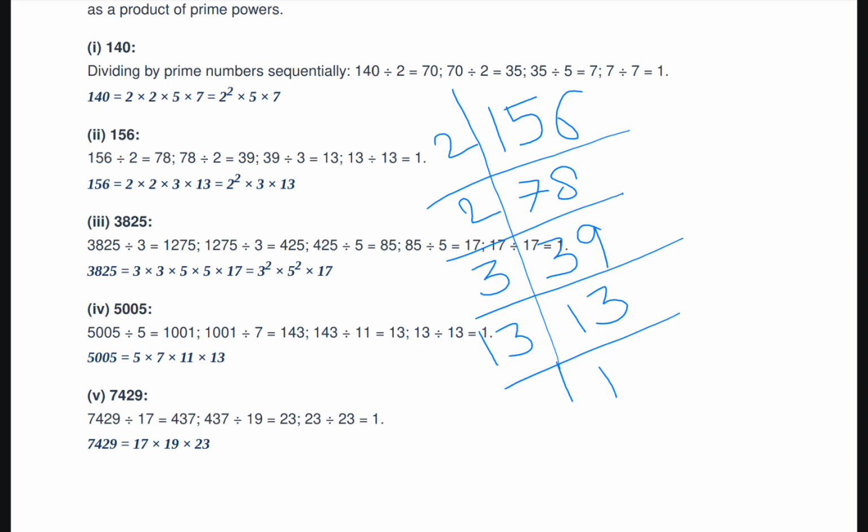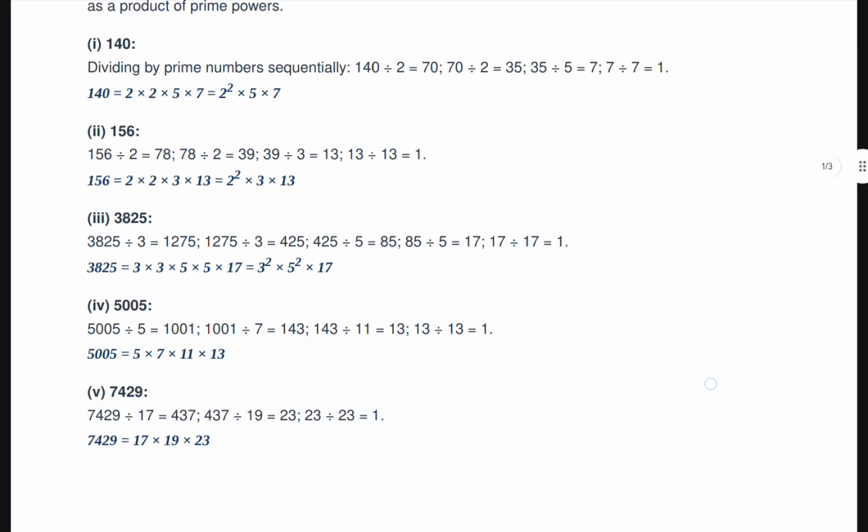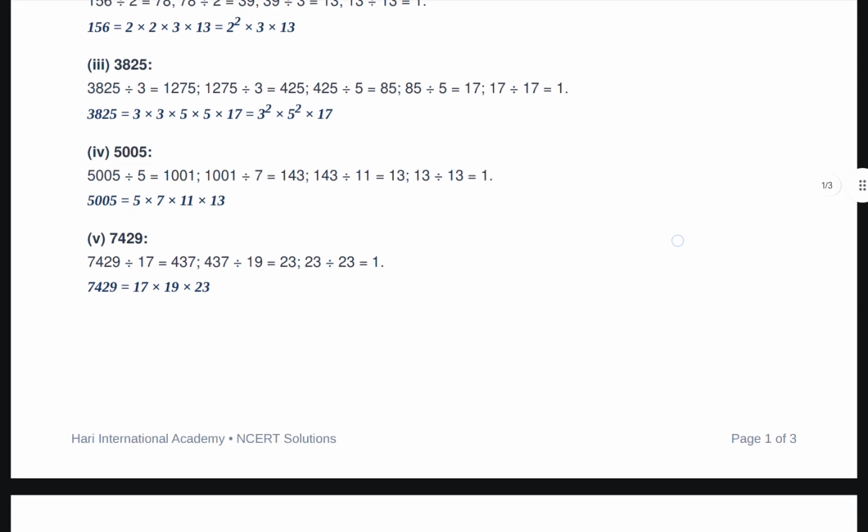Okay, so you will get the prime factors 2 into 2 into 3 into 13. You will again write these factors in this way: 2 into 2 into 3 into 13, so 2 raised to the power 2 into 3 into 13. So these are your prime factors. Next, move on to the third question.